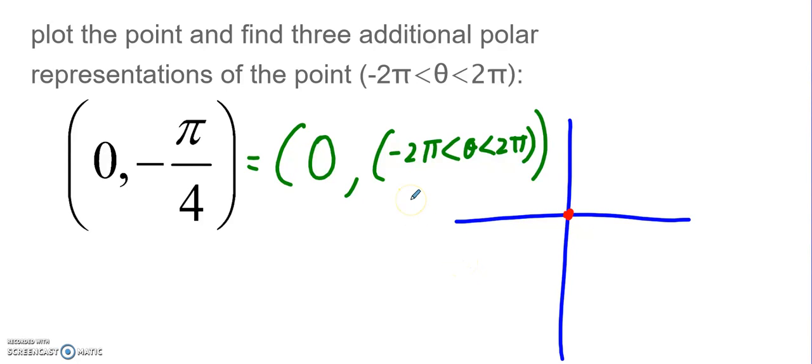Okay, so here, this is maybe what you would call a trick question. It's not intended to be a trick question, but basically there's an infinite amount of representations for this location, because if r is 0, then we can really use any angle, because then what we're actually plotting is the pole. So this point is one of an infinite amount of representations of the pole. So other ways we can write this would be (0, pick your favorite angle between negative 2π and 2π). All right.